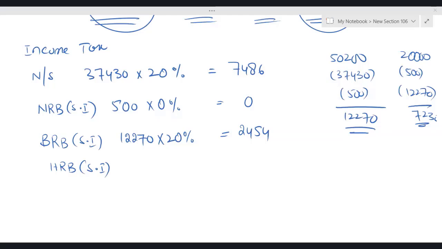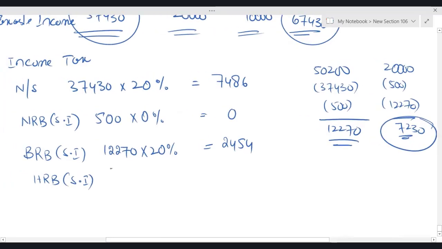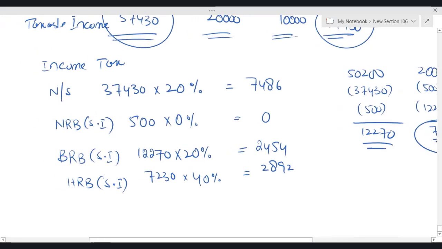Okay, students. So how much was left? 7,230. Applicable rate is 40%. That gives 2,892.